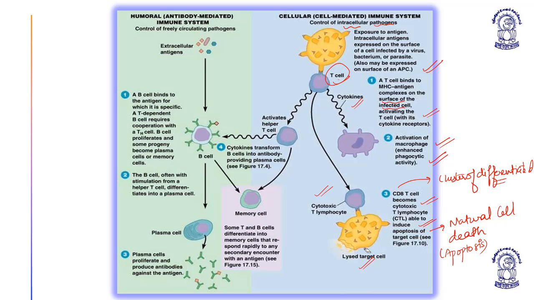The T cells also help to activate the antibody mediated immune system, that is the B cells. Understood? Cytokines transform B cells into antibody producing plasma cells. So because of cytokines, the B cells differentiate to produce the plasma cells and the memory cells. Okay. Some T and B cells differentiate into memory cells that respond rapidly to any secondary encounter to produce an anamnestic response or secondary response.